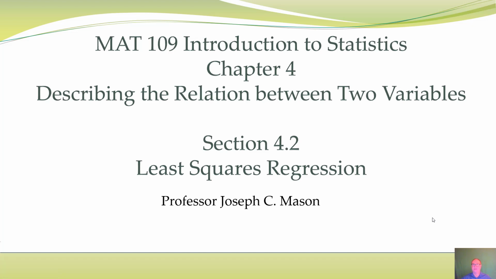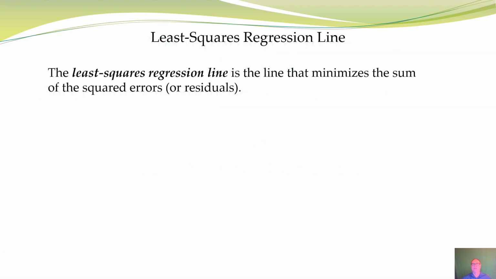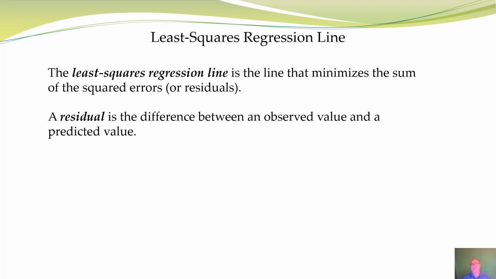Introduction to Statistics, Chapter 4, Describing the Relation Between Two Variables, Section 4.2, Least Squares Regression. Least Squares Regression Line. The least squares regression line is the line that minimizes the sum of the squared errors, or residuals. A residual is the difference between an observed value and a predicted value.